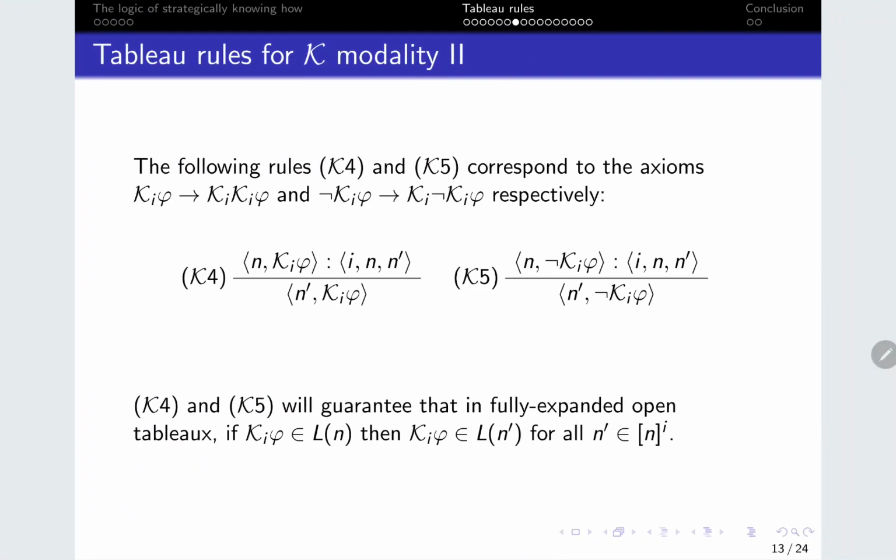These two rules will guarantee that in the fully expanded open Tableau, if know-that phi is labeled on the state n, then for each state in the belief state of n, know-that phi will be labeled on that state.